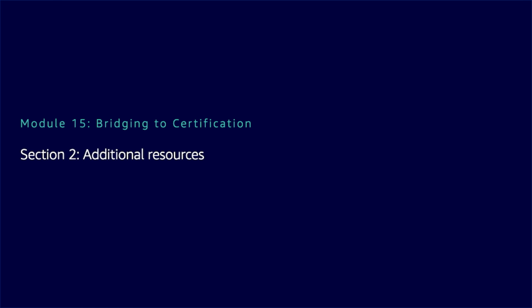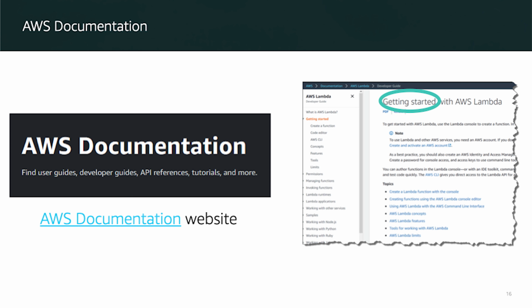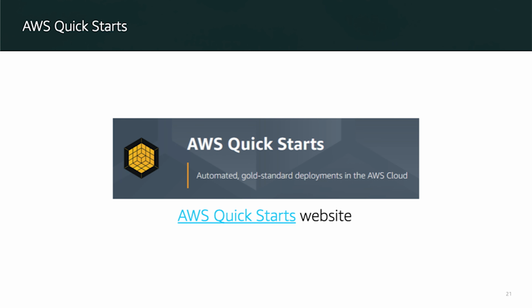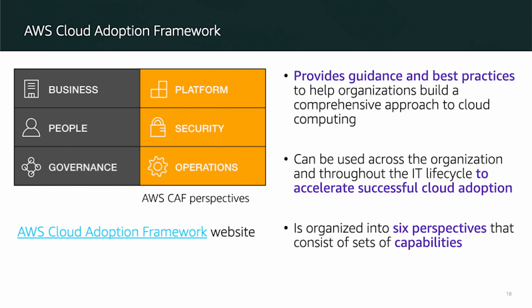For additional resources, you could look at the AWS documentation, could look at a very famous series on YouTube and also on the AWS website, This Is My Architecture, explaining different architectures done by business people. And finally, you could look at the Cloud Adoption Framework. So this is pretty much what we need to do for the exam.